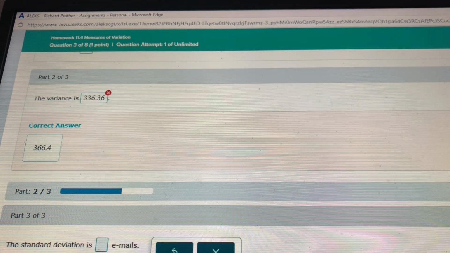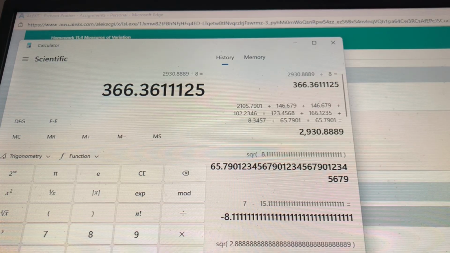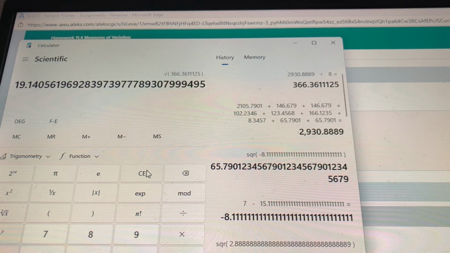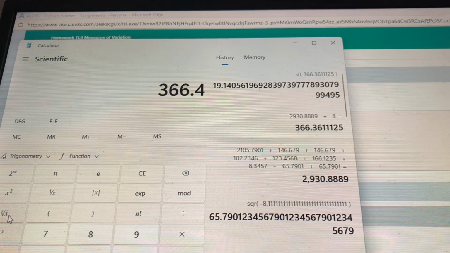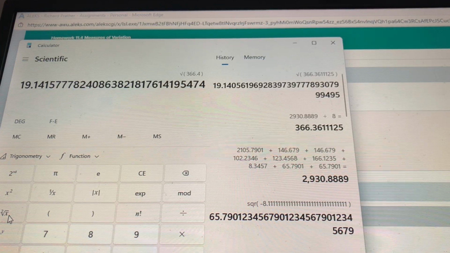But once you get this right, and if I would have typed it right, square root, oh no, okay, let's do it this way. If I would have typed 366.4, if I would have written that down right, then square rooting, this is the easy thing, is that the standard deviation is very easy. And this one they want to 2 decimals, so 19.14.